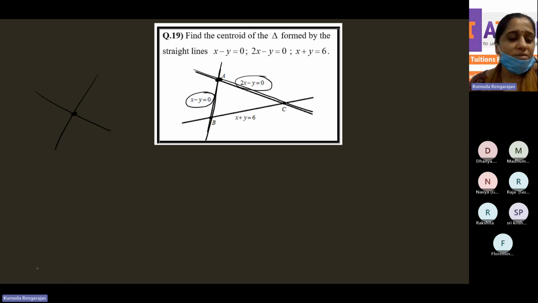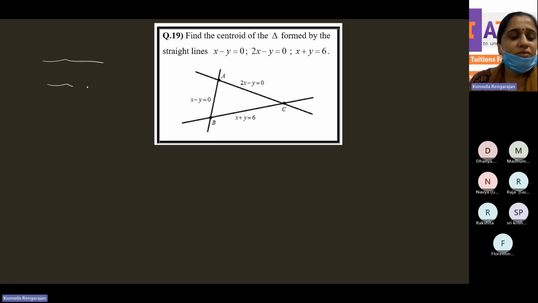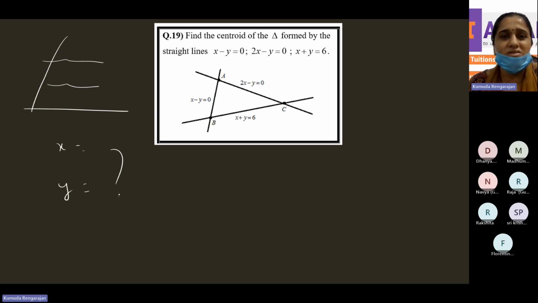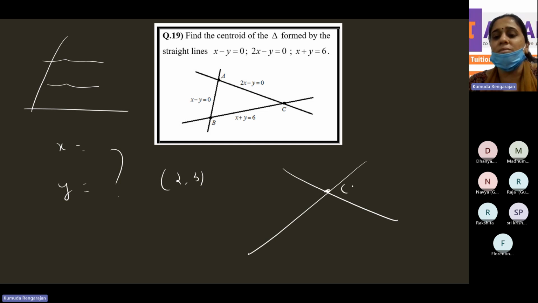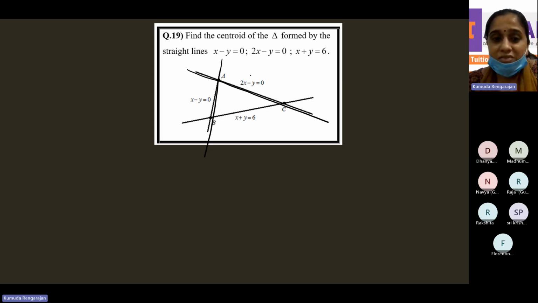This answer you're getting algebraically. When you solve two equations by the elimination method, you get x is equal to something, y is equal to something. Supposing you get 2, 3. That means the two lines intersect at the point 2, 3. That's the meaning. So when you solve x minus y is equal to 0 and 2x minus y is equal to 0, you will get the values of x and y. They will be the coordinates of the point A, because A is the point of intersection.